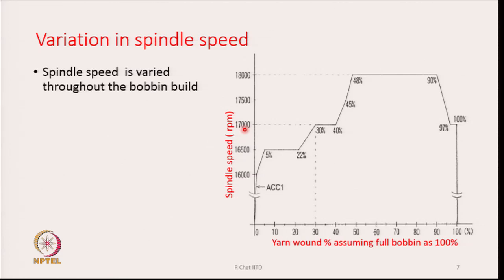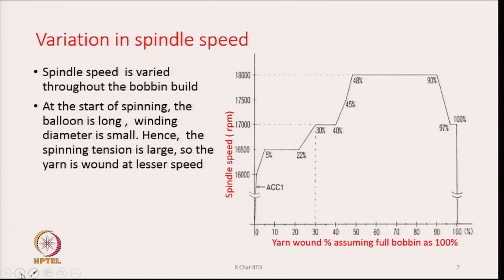The diagram is shown here, and if you look at it, you see the speed is rising from the beginning, and then it remains stationary for some time, again there is a jump, again stationary for some time, again there is a jump. That is how the spindle speed is varying.